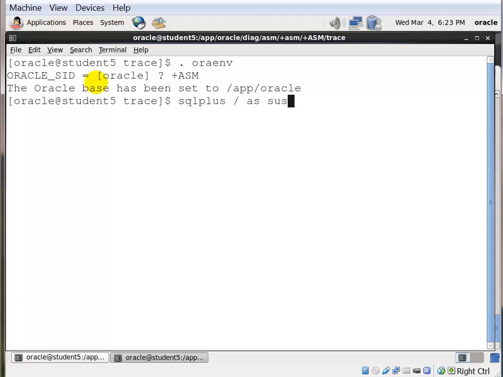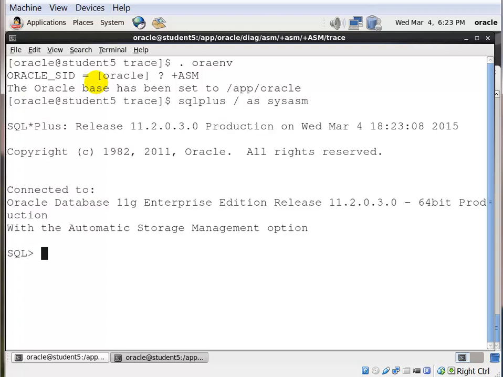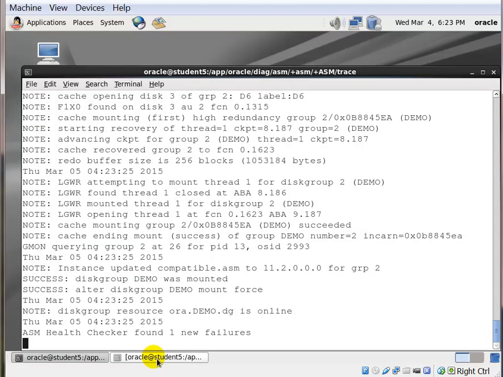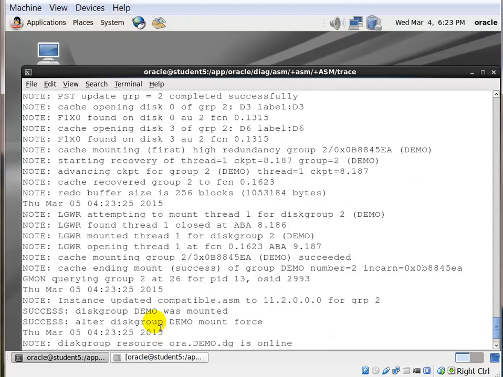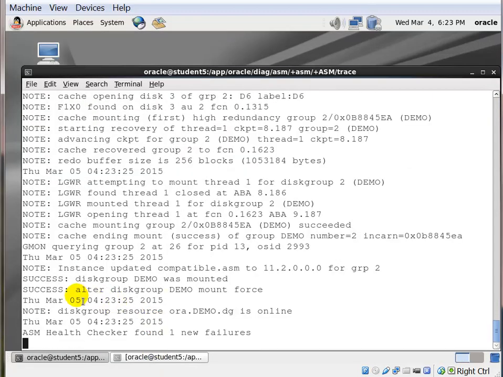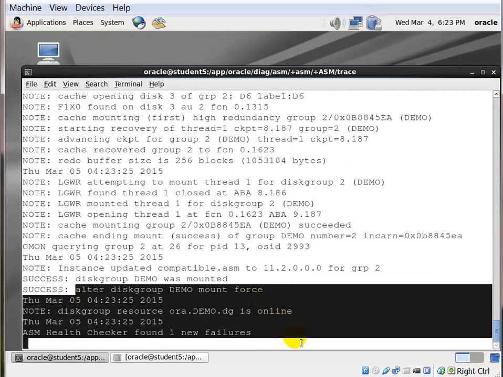We can connect the sysASM. We can try to alter disk group demo mount. And of course, whether agent is doing it or we're doing it, it doesn't make any difference. We can't mount it. But like Star Wars, if you can't mount it, you can always use the force. And by using the force, let's see what happens. What does the alert log say? Well, not a whole lot. Okay, it says alter disk group demo mount force.